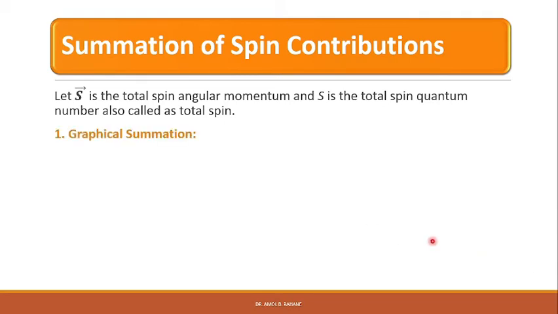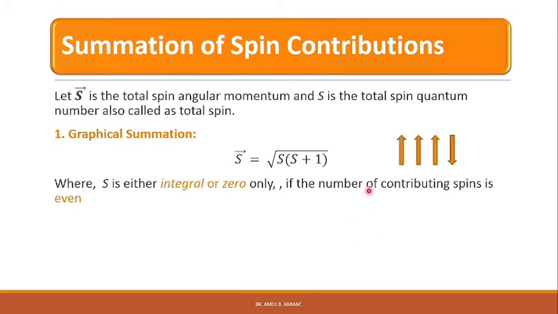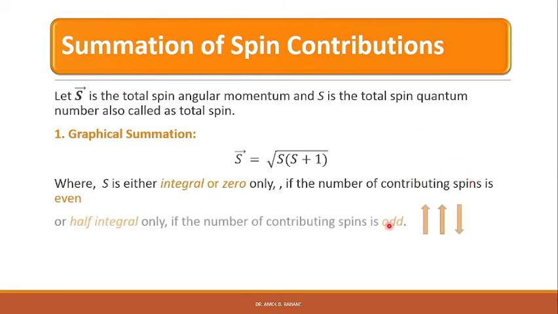In this method we can sum up the 2 S vectors to get the resultant capital S vector, using the parallelogram law of vectors, provided the resultant S vector is equal to square root of S into S plus 1, where S is either integral or 0 only if the number of contributing spins is even, or half integral only if the number of contributing spins is odd.